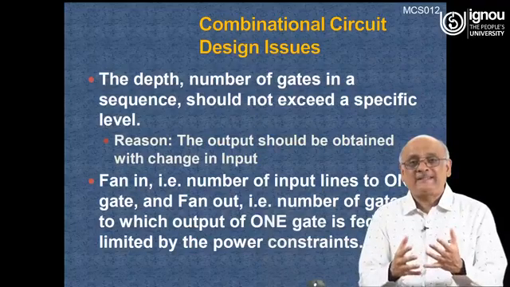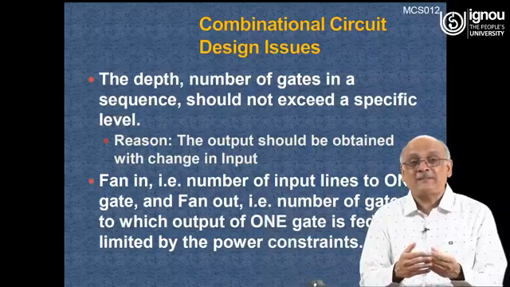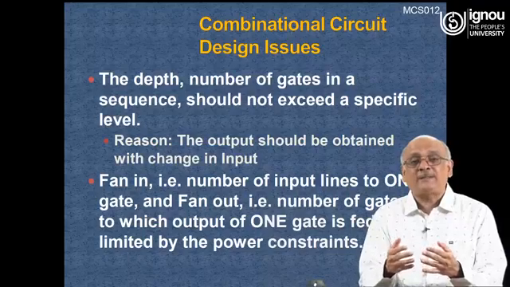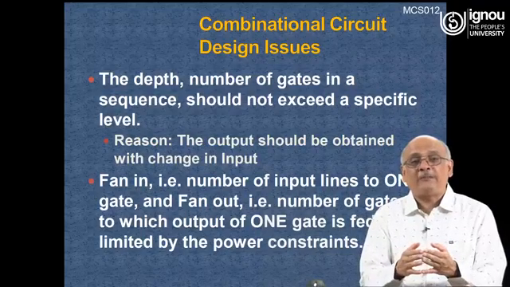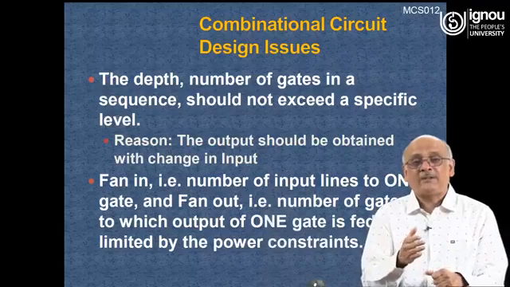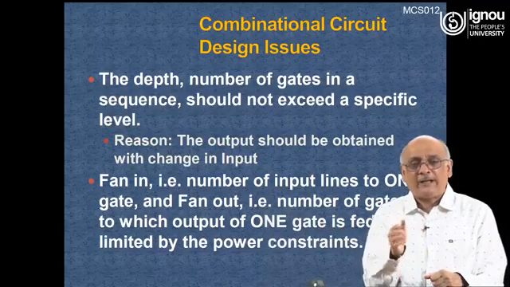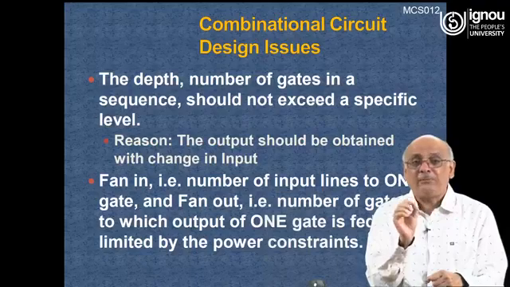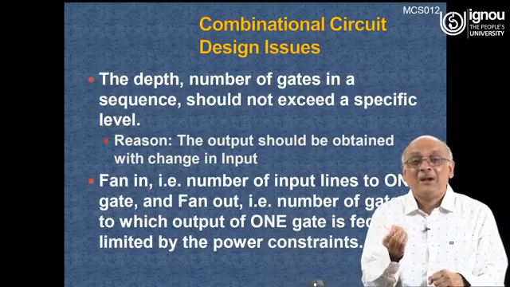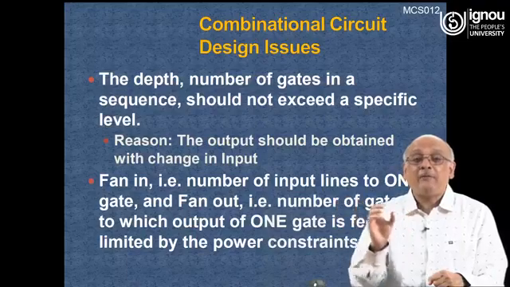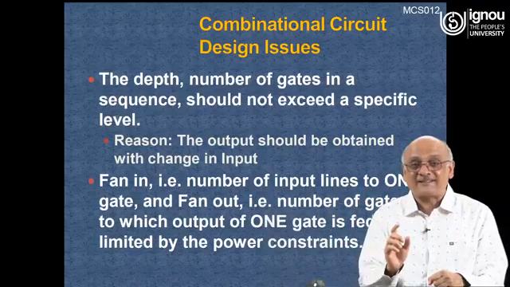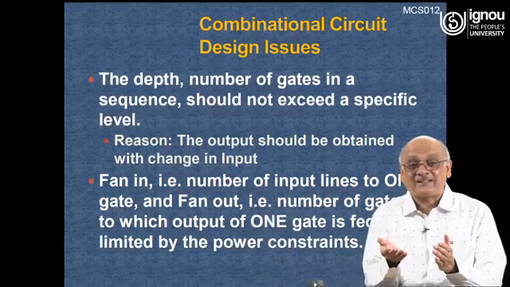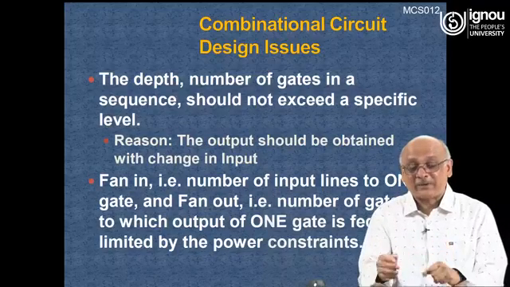Well, there are a few design issues which relate to combinational circuits, and the first one is the depth, or the number of gates in a sequence, which should not exceed a specific level. Reason: the output should be obtained with change in input. Suppose we have a long series of gates. Every gate will introduce a slight delay, maybe in nanoseconds, because the CPU operates in nanoseconds. But those nanoseconds will accumulate if we have a large number of gates connected in sequence. That is what is going to create some kind of delay in the circuit, and we want instantaneous changes. Okay, so that is number one.